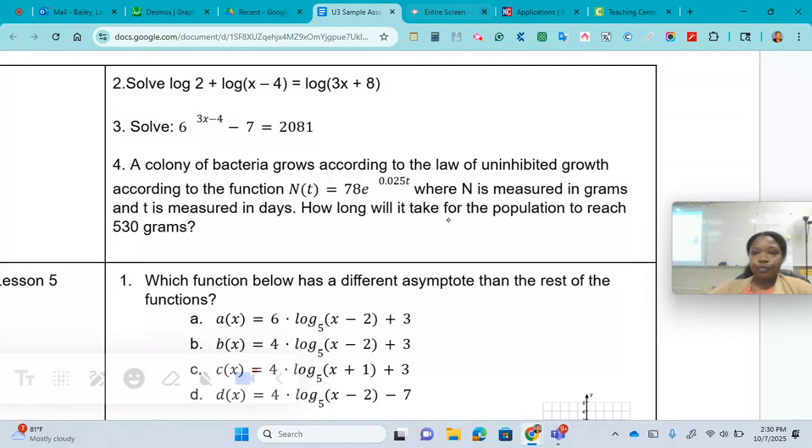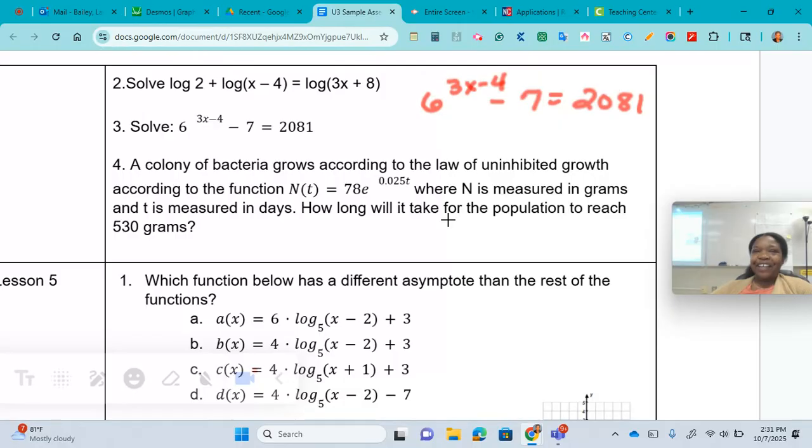Now let's solve. We have 6 to the 3x minus 4 power minus 7 equals 2081. We need to get the x by itself. What do I move to get the x by itself first? The negative 7. I knew you were going to get there.